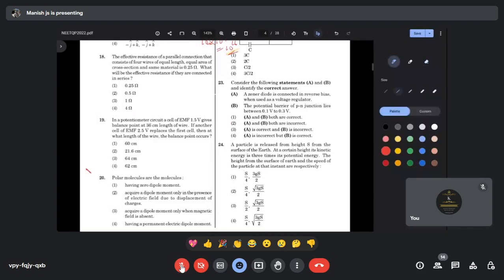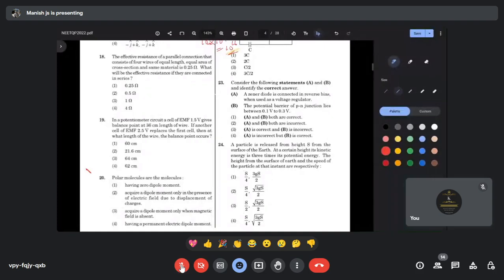The effective resistance of parallel connection that consists of 4 wires. So 4 wires are given. Length also is same. Area of cross section is also same. And made of the same material, they have said. So their effective resistance is 0.25 ohms. So what will be the effective resistance if you are going to connect them in series?